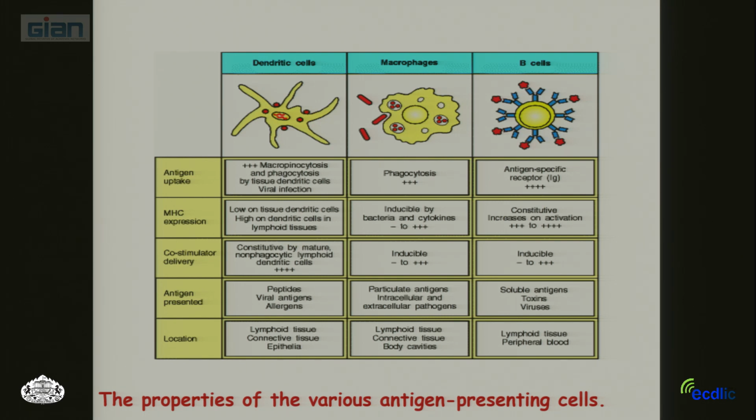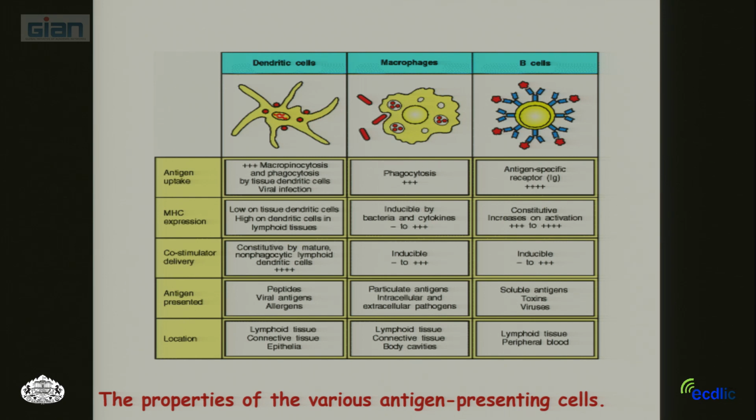In the B cell case also it is inducible. The types of antigens which are presented are also a little different. Dendritic cells are professional antigen presenting cells, so basically they can do everything, but they are predominantly involved in processing peptides, viral antigen, and allergen, and also intracellular threat. Okay, anything which is coming from inside the cell, intracellular threat.